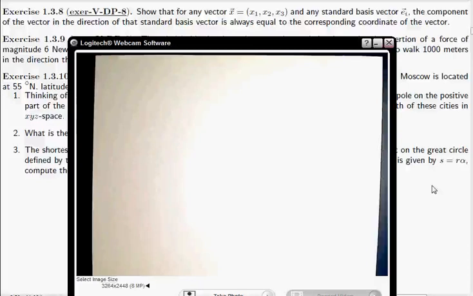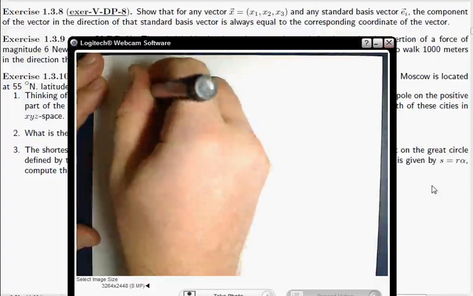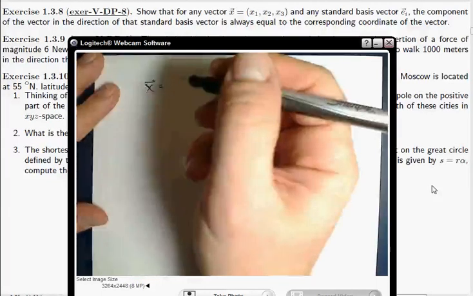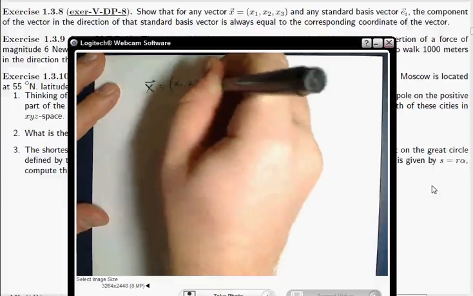Okay, so looking at number 8 here. The problem refers to the component of this vector. We've got some vector x. We want to look at the component of the vector x in the direction of some standard basis vector. Now, this x is known to be a three-dimensional vector, coordinates x1, x2, x3.